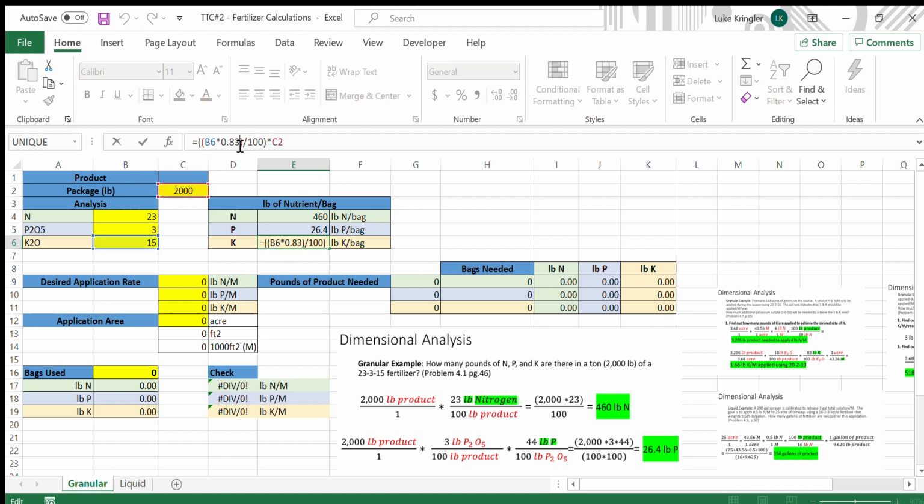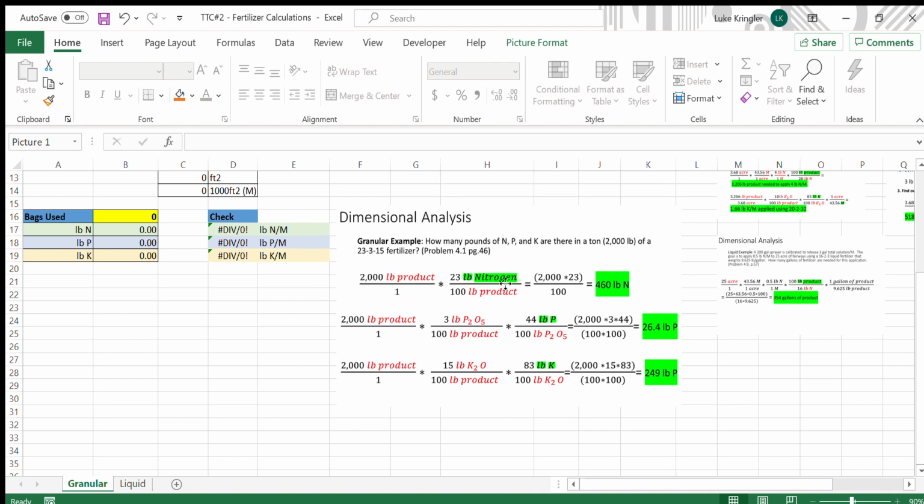And then we do the same thing for potash, K2O. Except this time, instead of a factor of 0.44, we use a factor of 0.83 because in a molecule of K2O, 83% of that molecule is potassium. Divide by 100 for your 15%, multiply it by the 2,000, and we find that in that 2,000 pounds, we have 249 pounds of potassium.